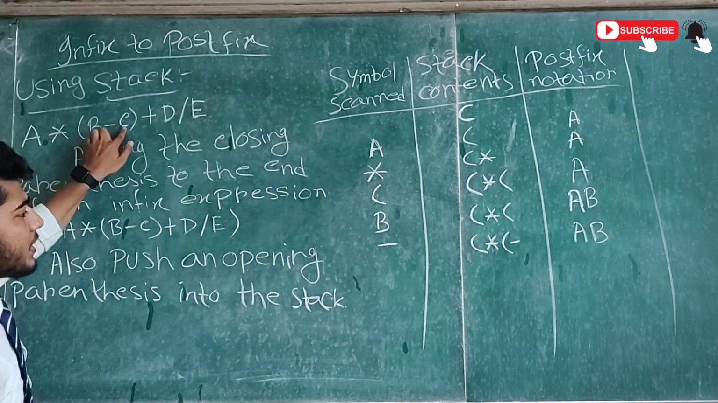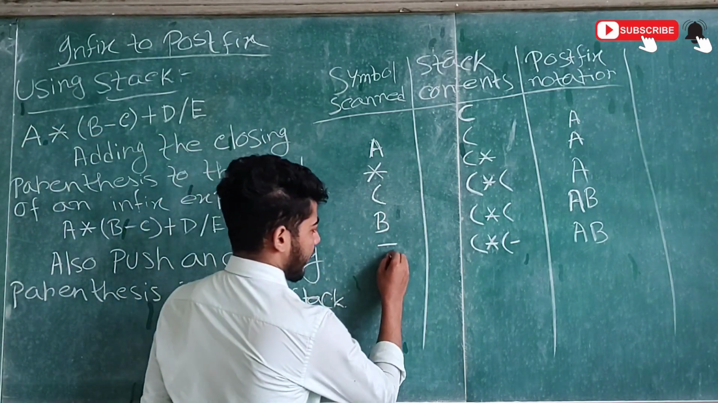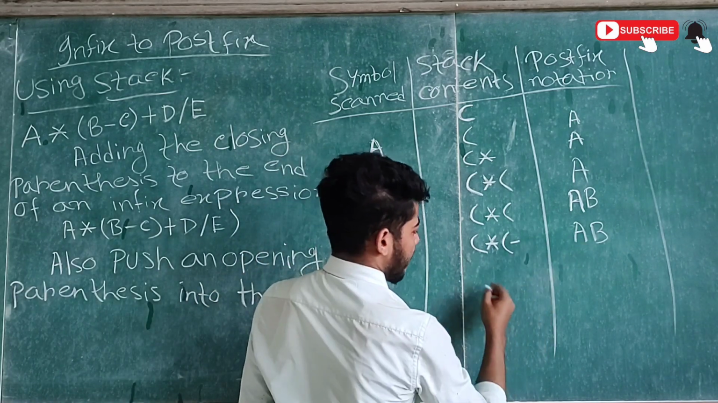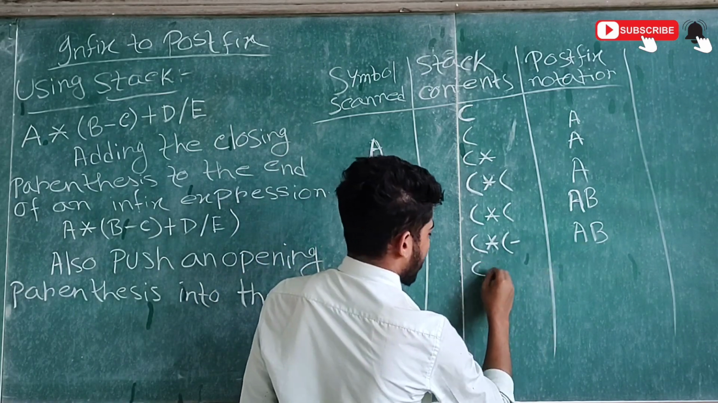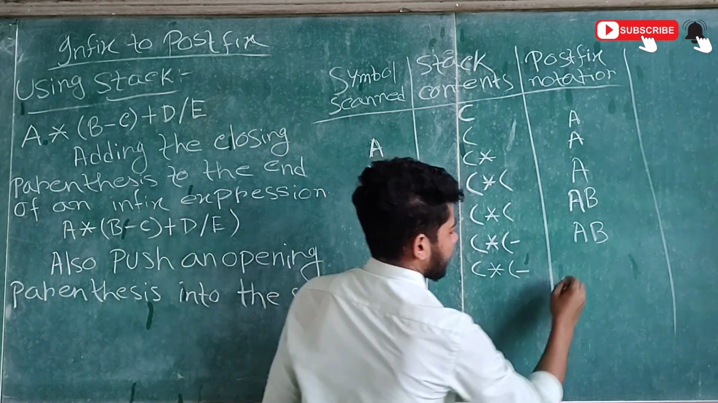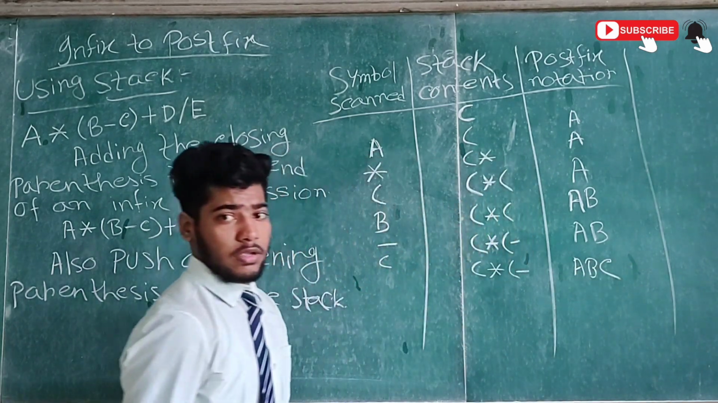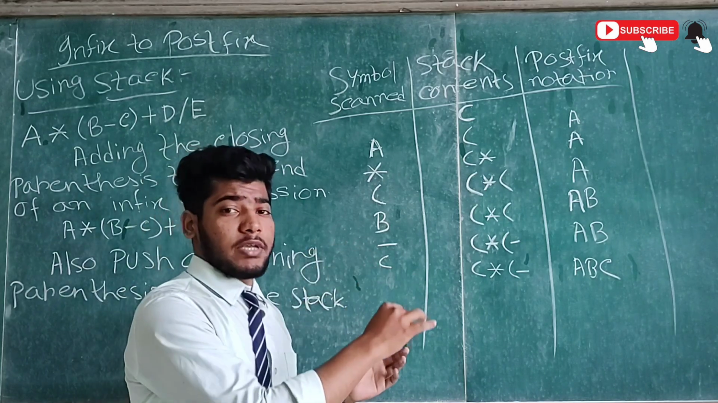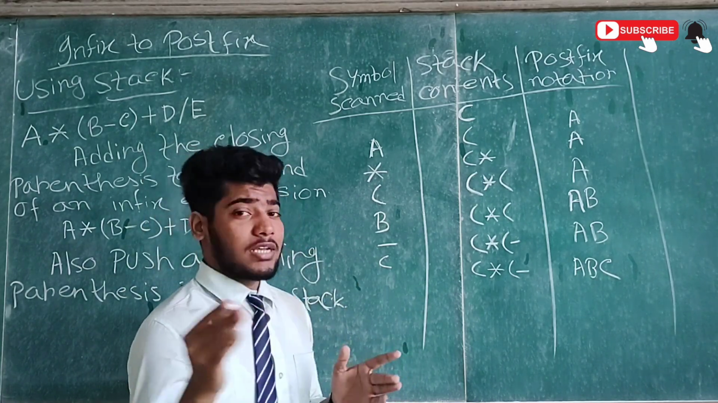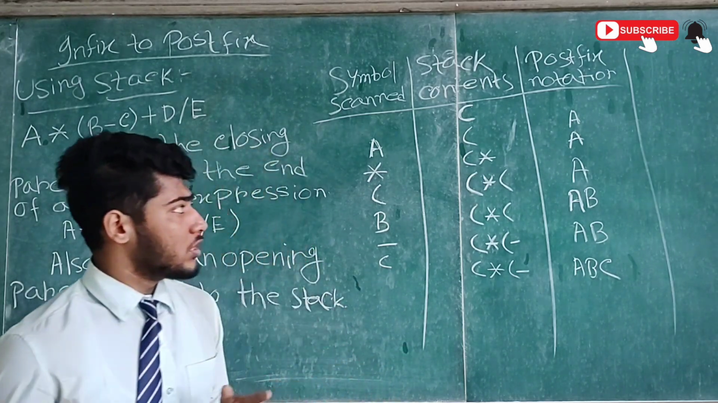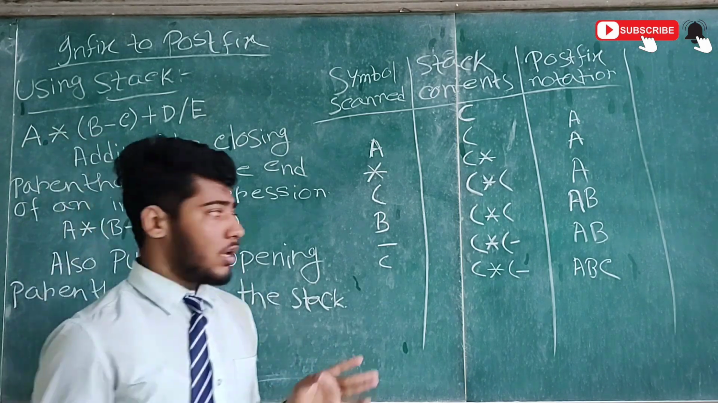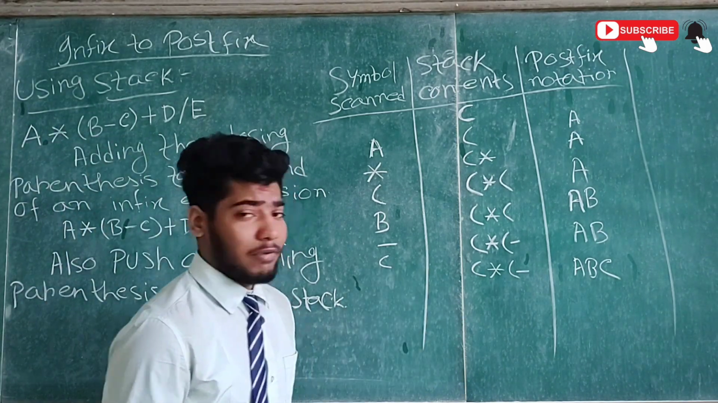Next is C. C is an operand, so directly add it to the postfix expression, and this will be A, B, C. Check the previous video of the algorithm, where I discussed it. If you have not seen the video, then check it out, otherwise you will not be able to do it.